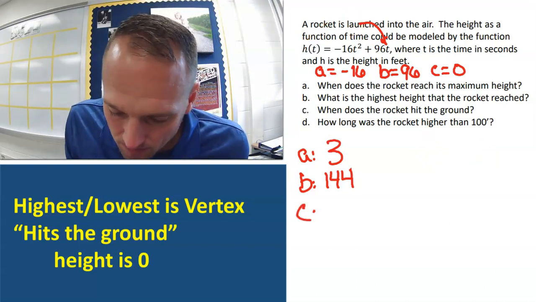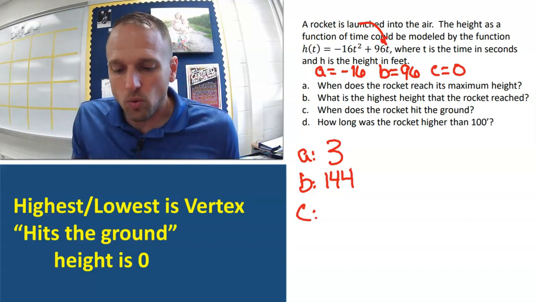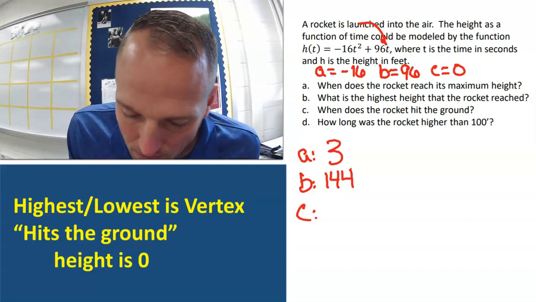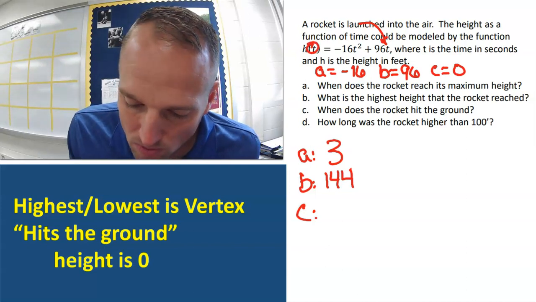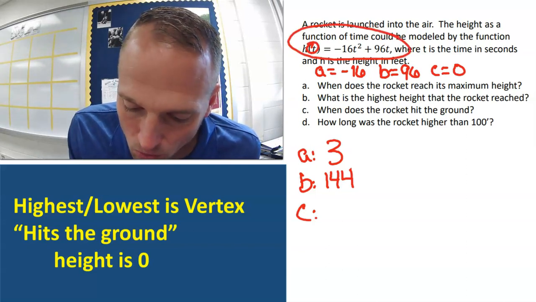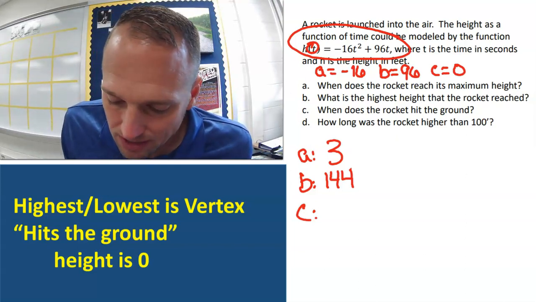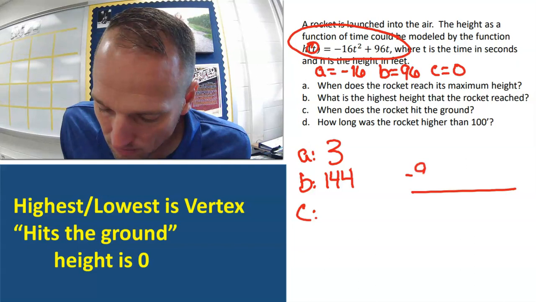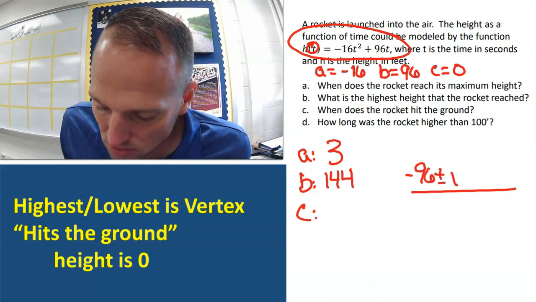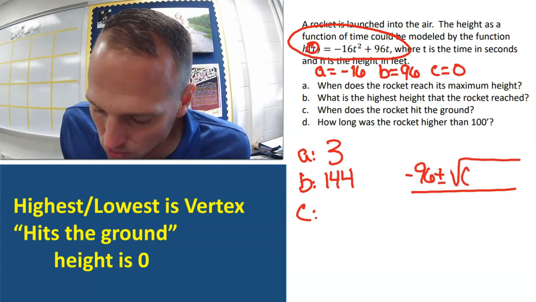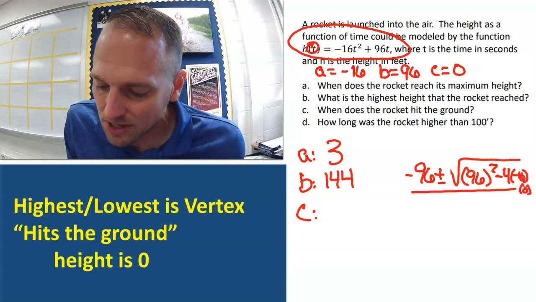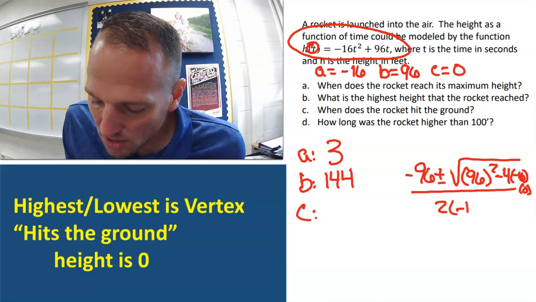Let's look at letter C. When does the rocket hit the ground? Well, we know that when it hits the ground, that means the height is 0. So let's come back up and look at our equation right there and solve that using the quadratic formula. So we've got negative b plus or minus the square root of b squared minus 4 times a, times 0, I lost that in there, times c, all over 2a.